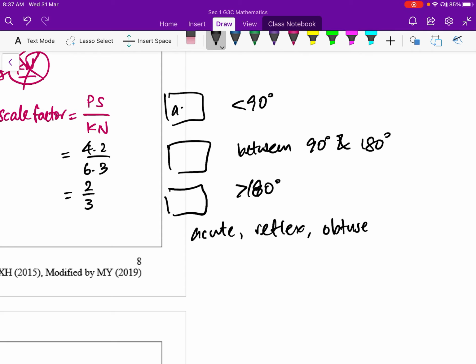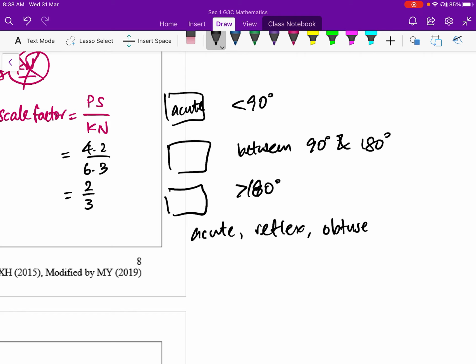So acute over here. Then for the other two, reflex and obtuse, you have to find some way to remember them. What I do to remember is, have you ever heard of a reflex angle triangle? I don't think so. Have you heard of an obtuse angle triangle before? Should have. This doesn't work if you haven't heard of an obtuse angle triangle.